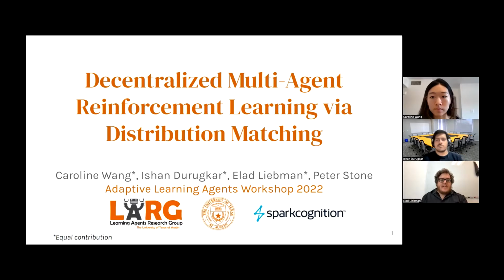We'll be discussing our paper on decentralized multi-agent reinforcement learning via distribution matching. This is joint work by Caroline Wang, Ishan Durugkar, myself, Elad Liebman, and Peter Stone. We're from the Learning Agents Research Group at the University of Texas at Austin. I'm also a member of the research lab at SparkCognition.